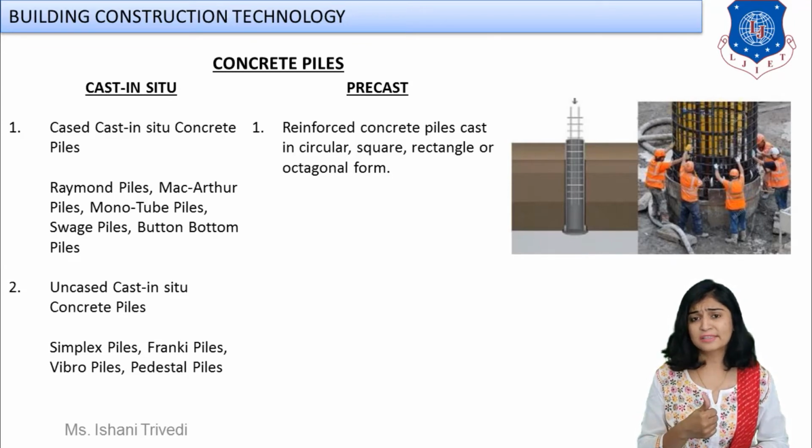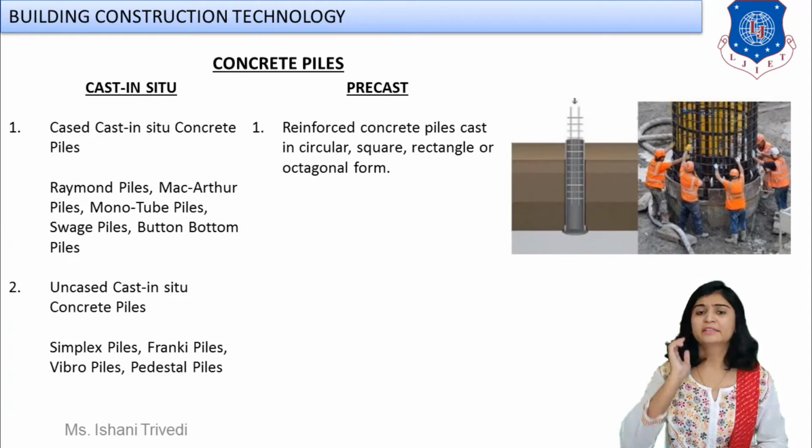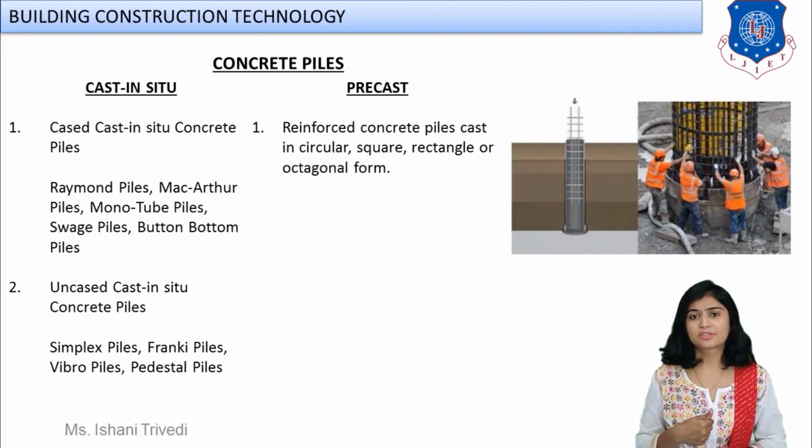Now, if you have a cast in situ concrete pile, then it means that you will first create a borehole into the ground, then you will place the reinforcement cage, and then you will pour the concrete, right? If a pile shoe is to be provided, the pile accessory which I discussed in the previous session, then it will be attached with the casing at the tip, right? So after the reinforcement cage is laid, concrete is poured and the construction work is carried out for the cast in situ type.